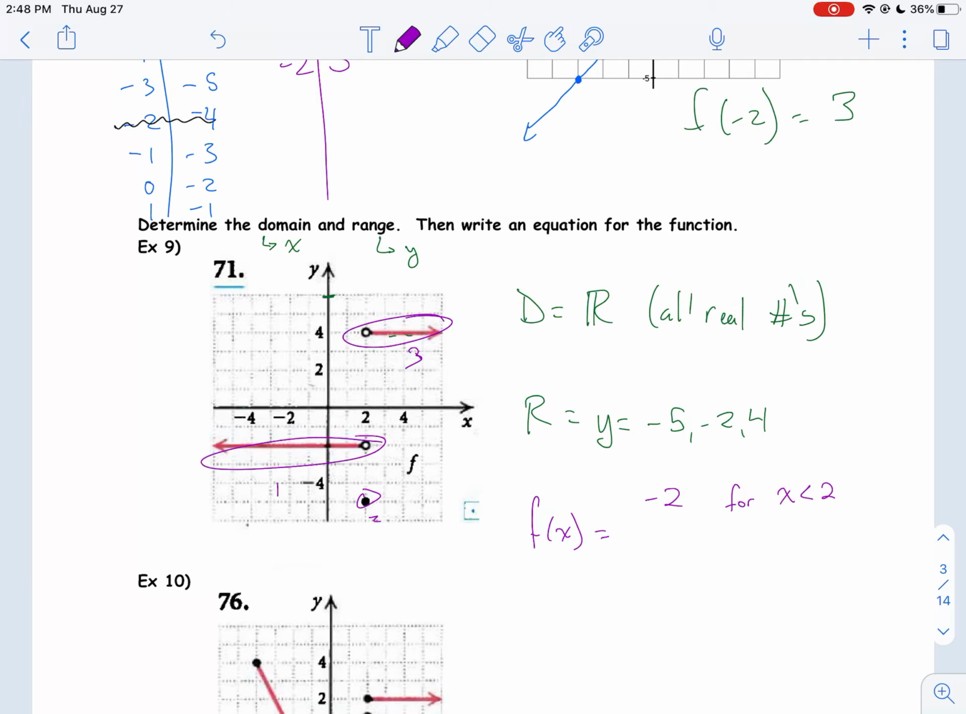The second piece is at 2. My function's negative 5 for x equals 2. And then the last part is when x is greater than 2. This is the equation y equals 4. So my function is equal to 4 for all x values greater than 2. And so there's my function.